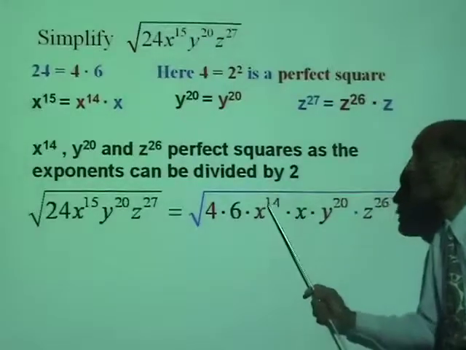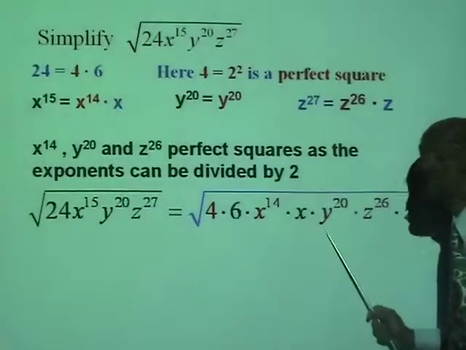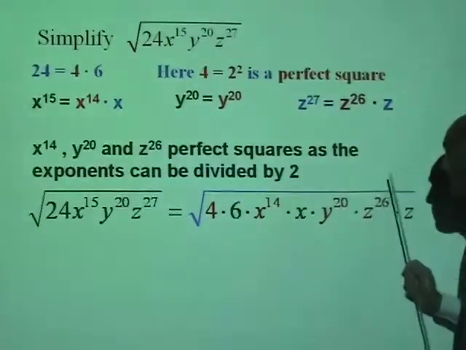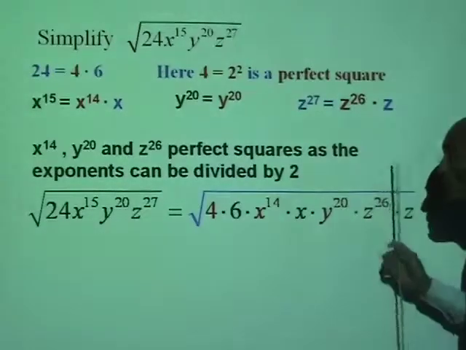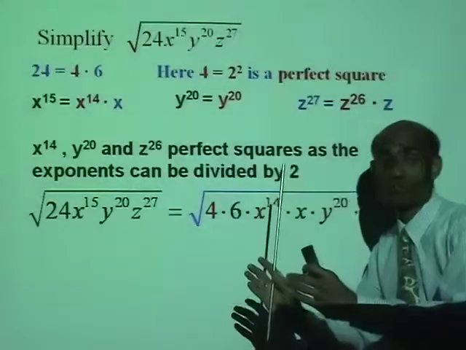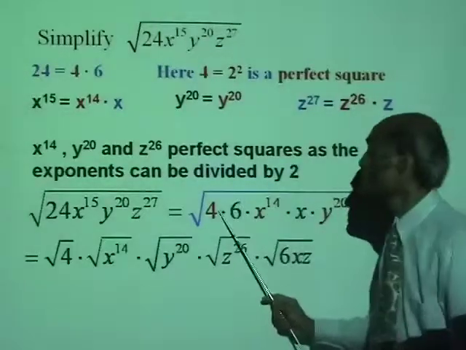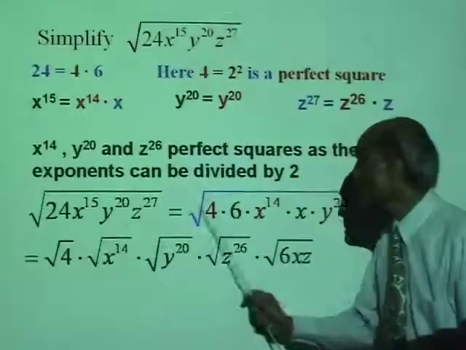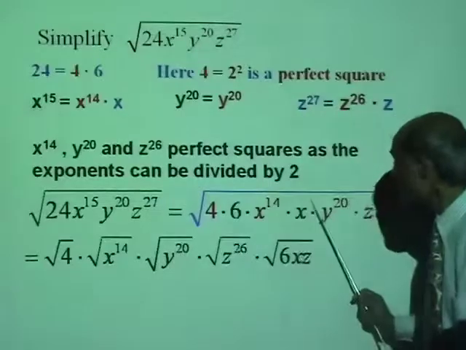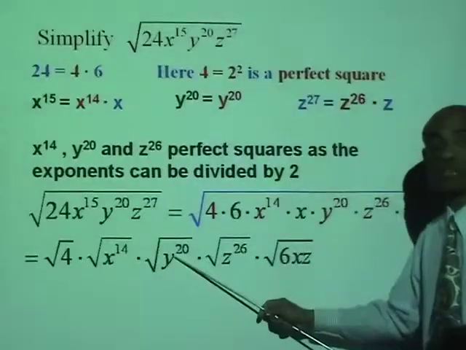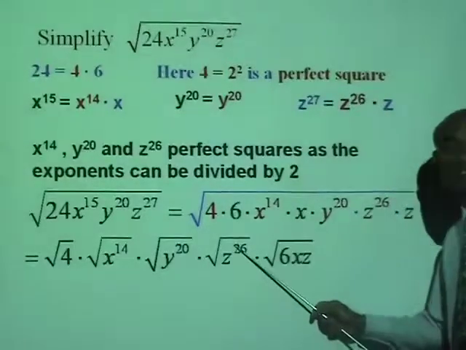4 is a perfect square. X to the power of 14 is a perfect square. Y to the power of 20 is a perfect square. Z to the power of 26 is a perfect square. We will take them all out and leave them all in separate radicals. And that will be square root of 4 times square root of x to the 14 times square root of y to the 20 times square root of z to the 26.